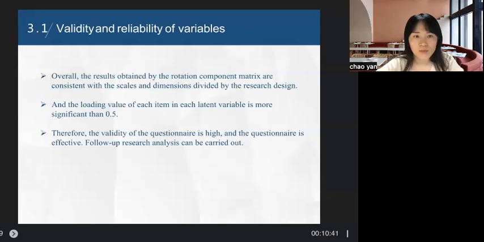Overall, the results obtained by the rotated component matrix are consistent with the scales and the dimensions divided by the research design, and the loading value of each item in each latent variable is greater than 0.5. Therefore, the validity of the questionnaire is high and the questionnaire is effective. Follow-up research analysis can be carried out.